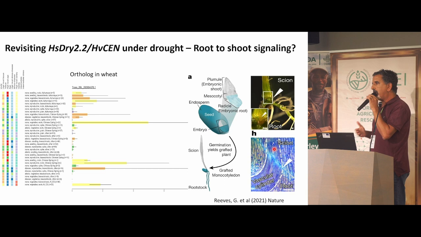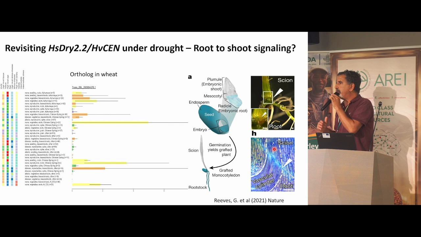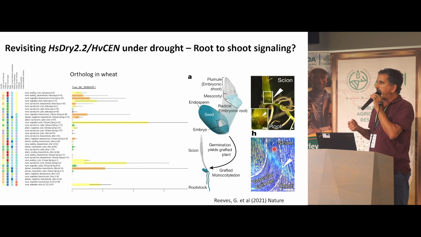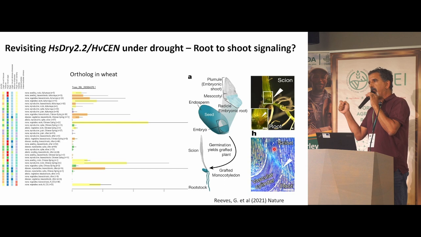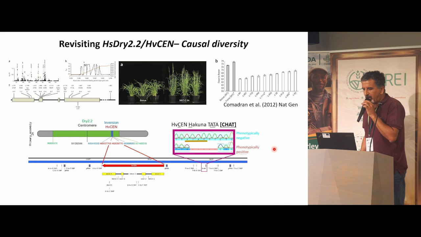You can graft wheat on barley, you can graft barley on barley, or sorghum on barley. So right now we are trying to take this idea and see whether it really holds that there might be some kind of signaling going from the roots for this gene that maybe activates things that are happening in the above ground.